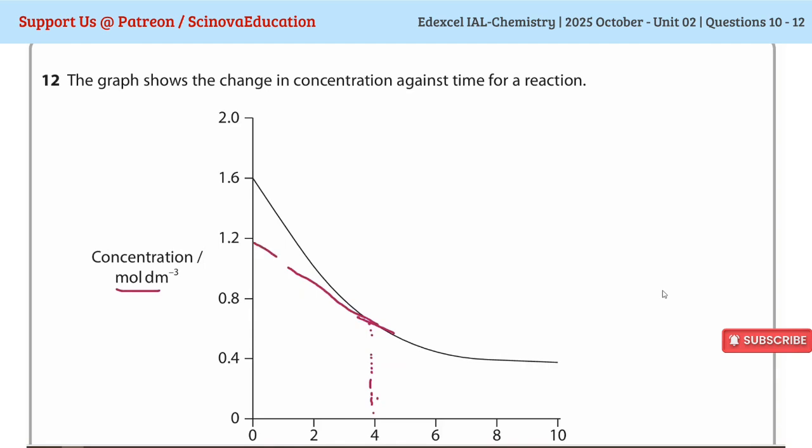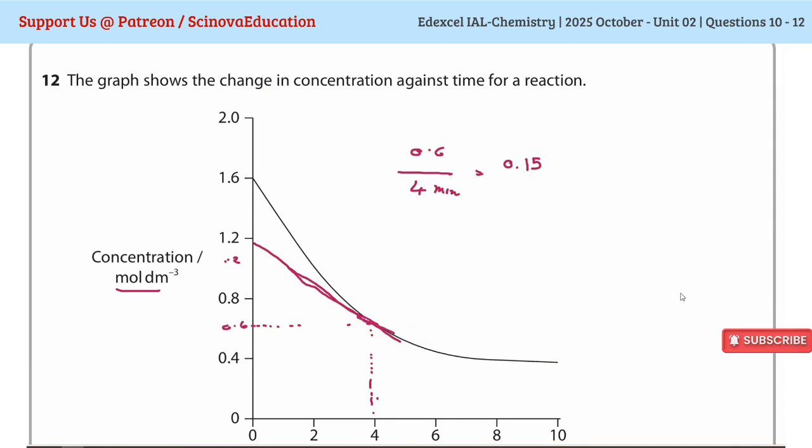First we will see how to make a tangent and do the calculation. To do that, we can roughly get this value as 0.6 and here 1.2. The difference is 0.6, 1.2 minus 0.6, and the time taken is 4 minutes. And you end up with the answer 0.15.